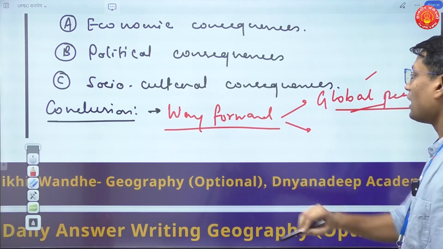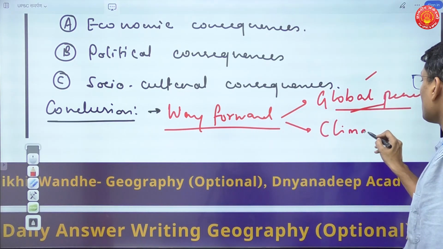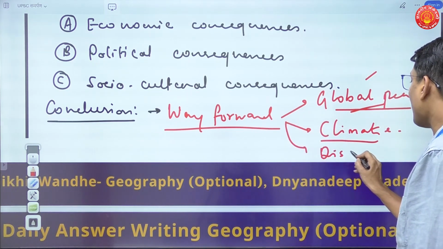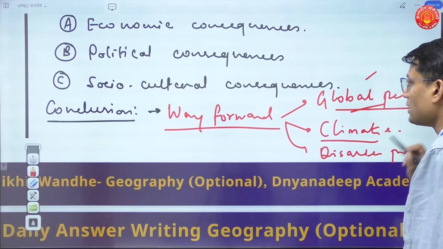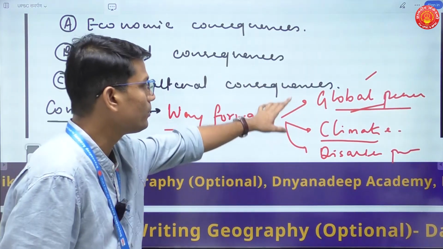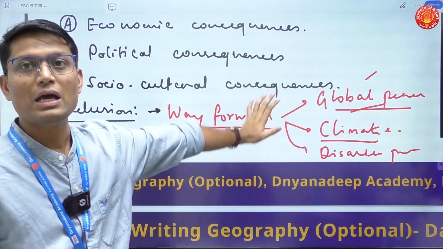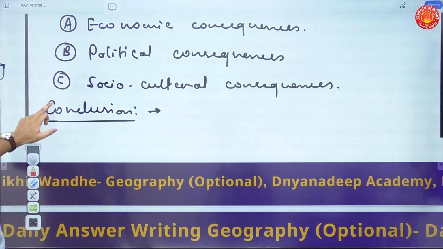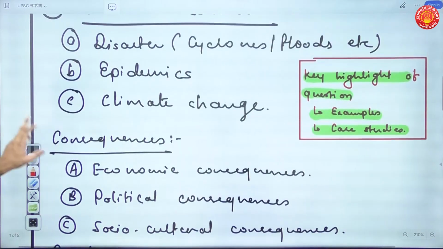At the same time, I'll talk about how to address climate change and how to have disaster preparedness. So that is something I'm going forward to in the conclusion. Talk about global peace, talk about climate, and talk about disaster preparedness. So these are the angles which need to be addressed while concluding for this particular question.